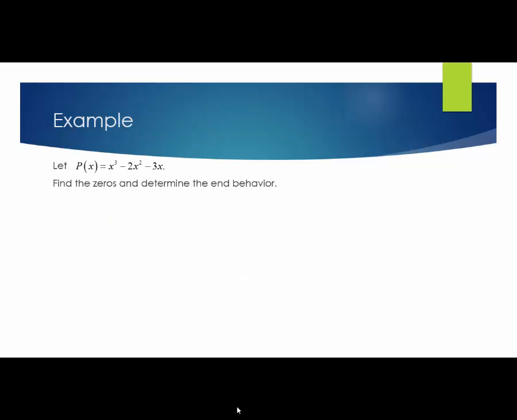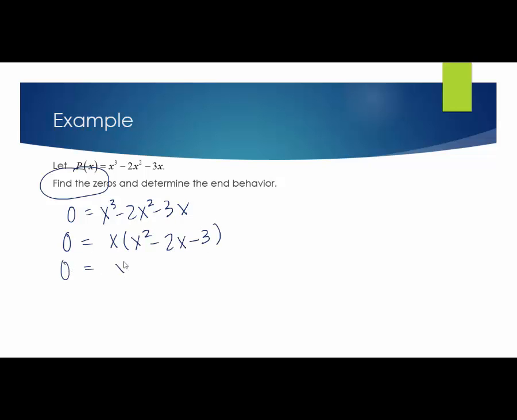Let's take a look at this function. Now we can say something about the end behavior and the middle behavior. We can find the zeros and determine the end behavior. So let's find the zeros first. To do that, I'm going to solve this equation. This factors. Let me pull out an x, and that leaves me with a quadratic that I can hopefully factor here. Two numbers that multiply to negative 3 and add to negative 2. I think negative 3 and positive 1. This has solutions 0, 3, and negative 1. These are the zeros of our function.